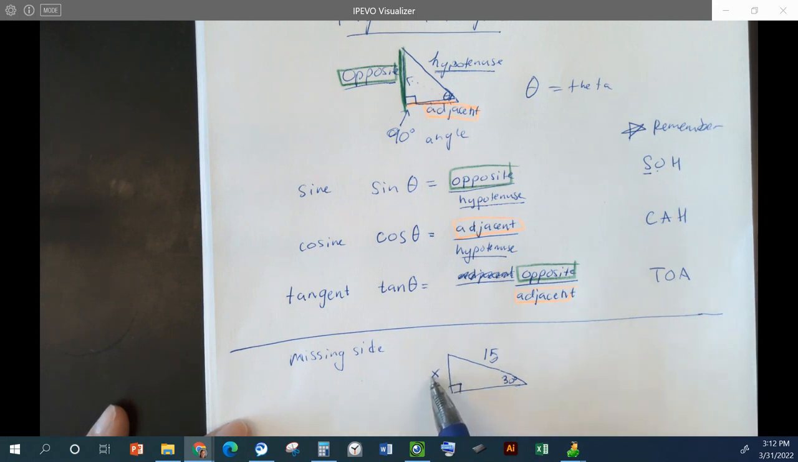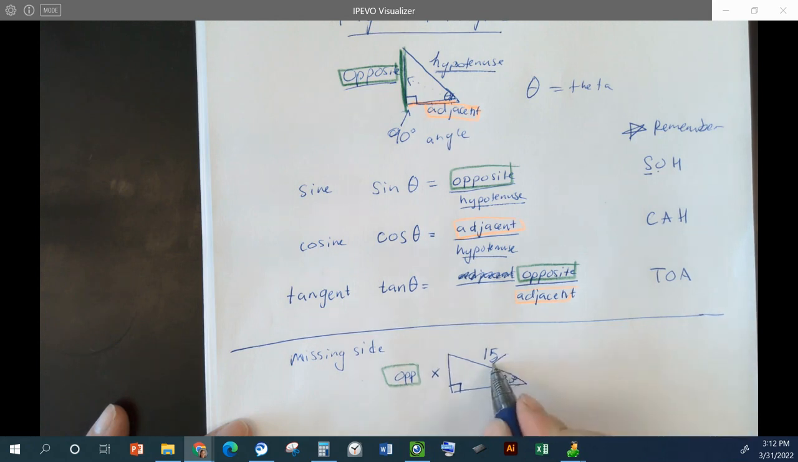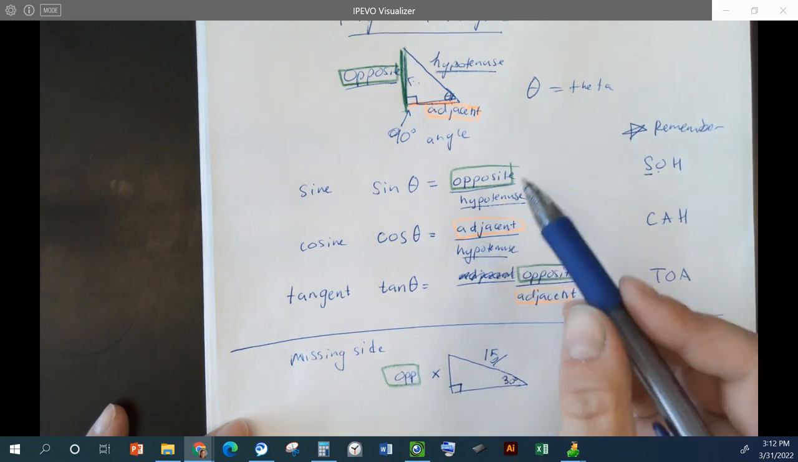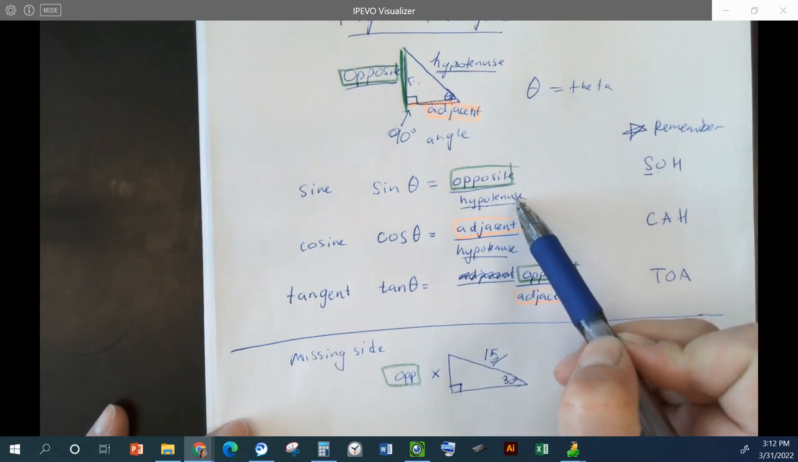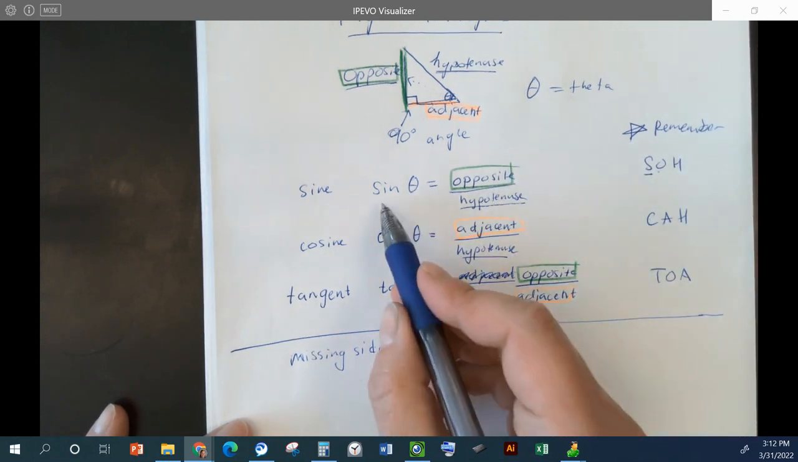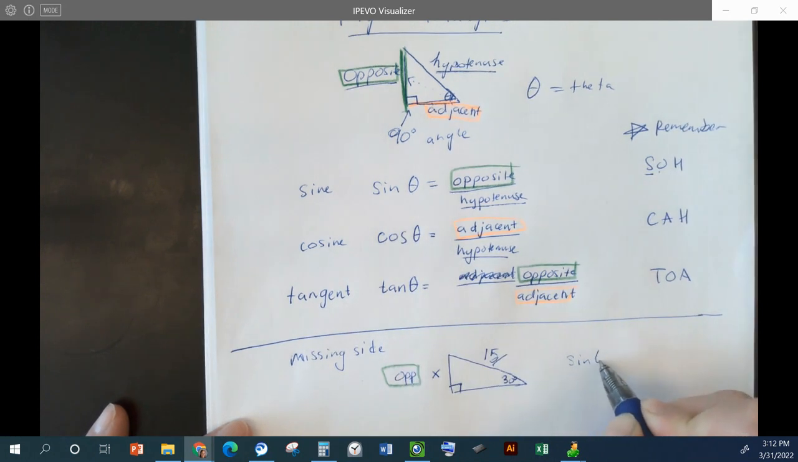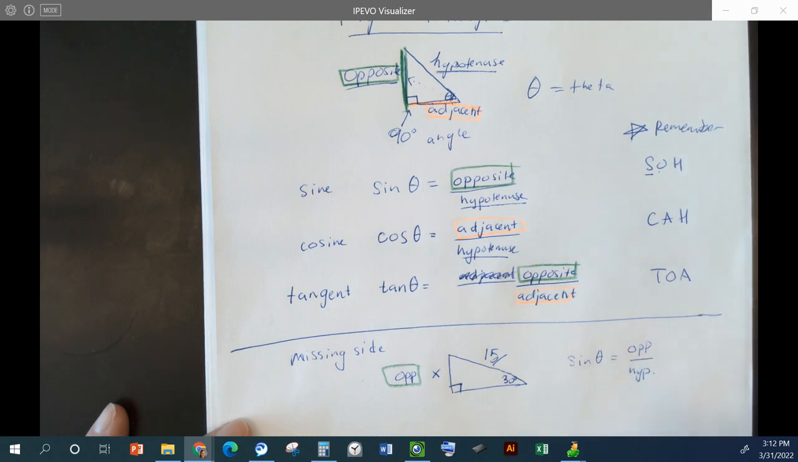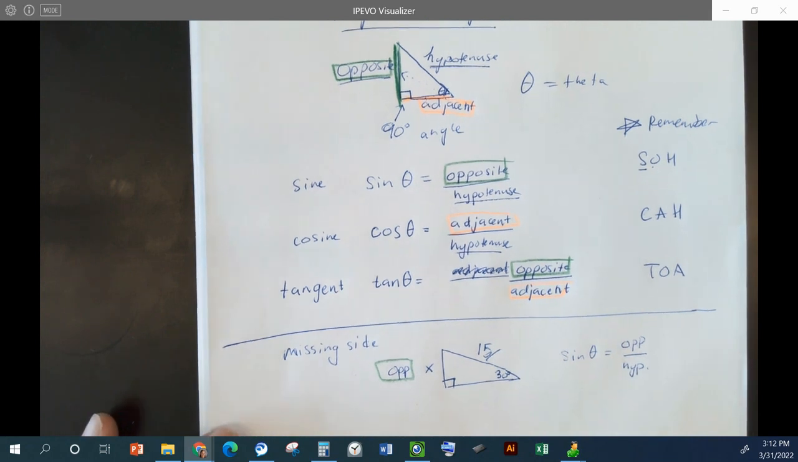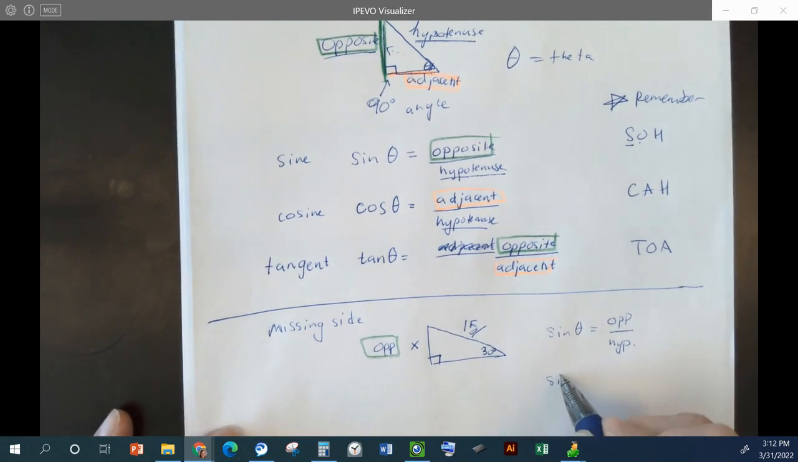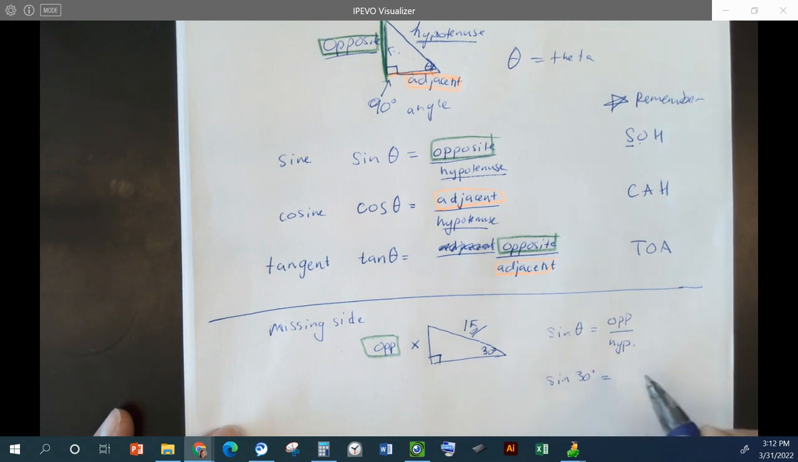So what do I have? I have the opposite side. I'm going to abbreviate that. So I have opposite, and I have the hypotenuse. So if I look through my list, if I have opposite and hypotenuse, then I can use the sine. So I know that this is true. The sine of theta is the opposite side over the hypotenuse. So then I just fill in what I know. So I know the sine of 30 degrees is x over 15.